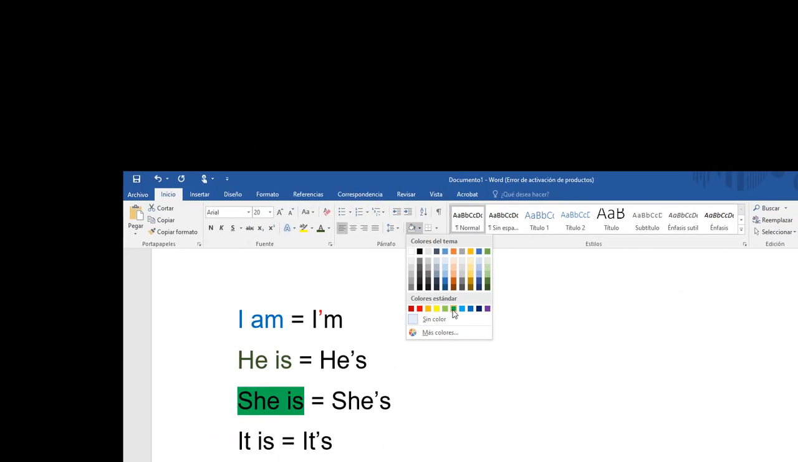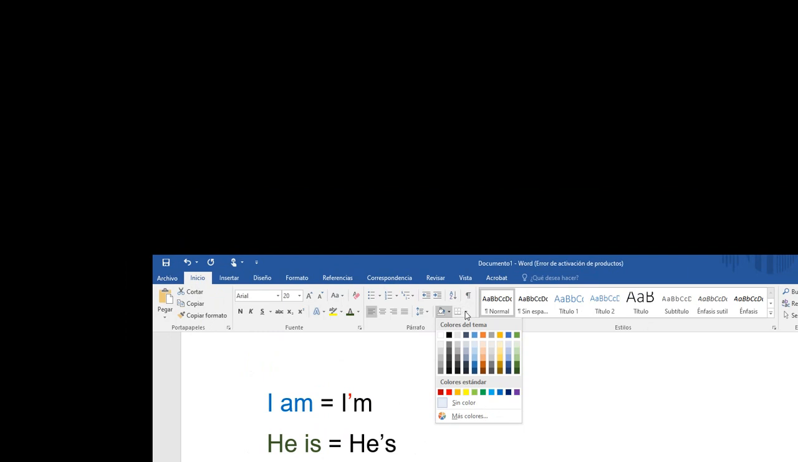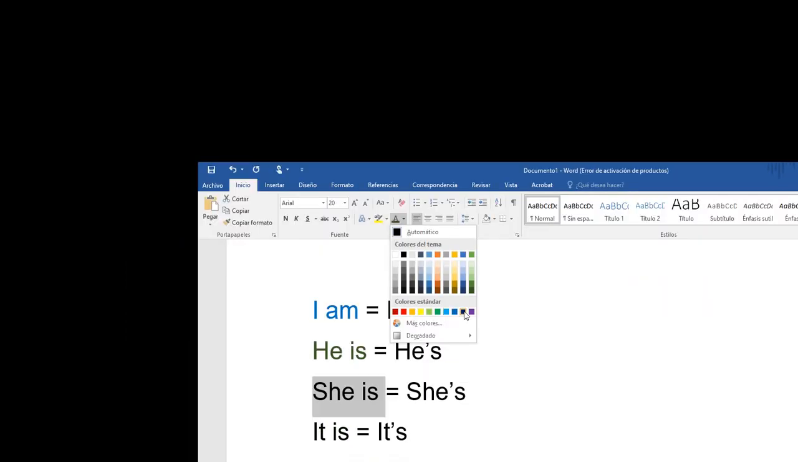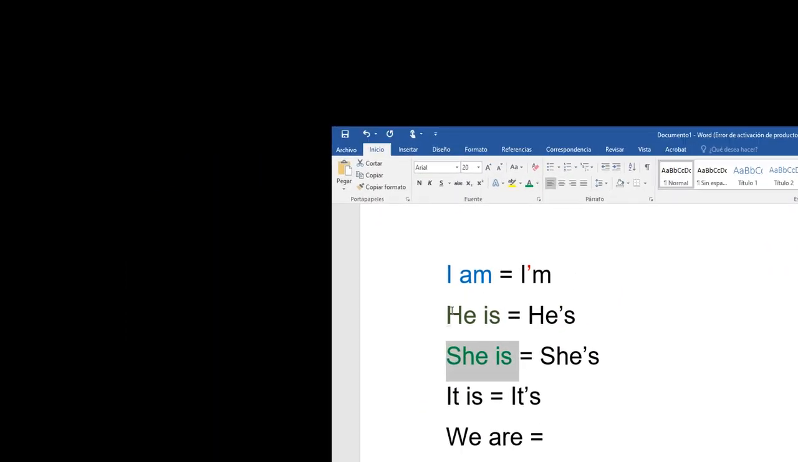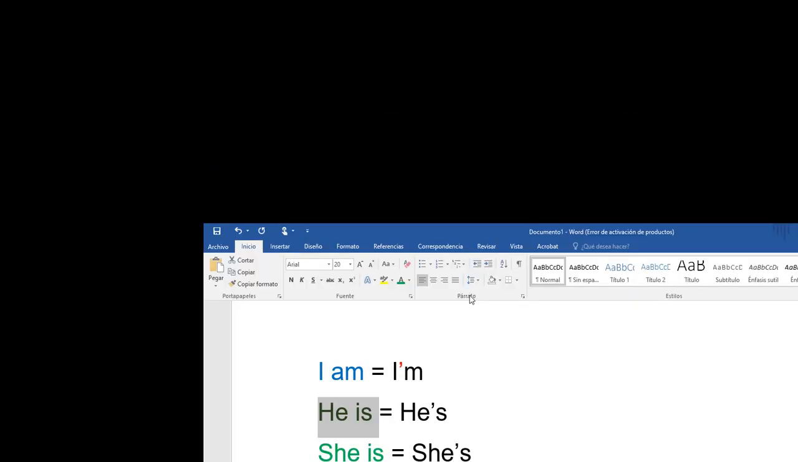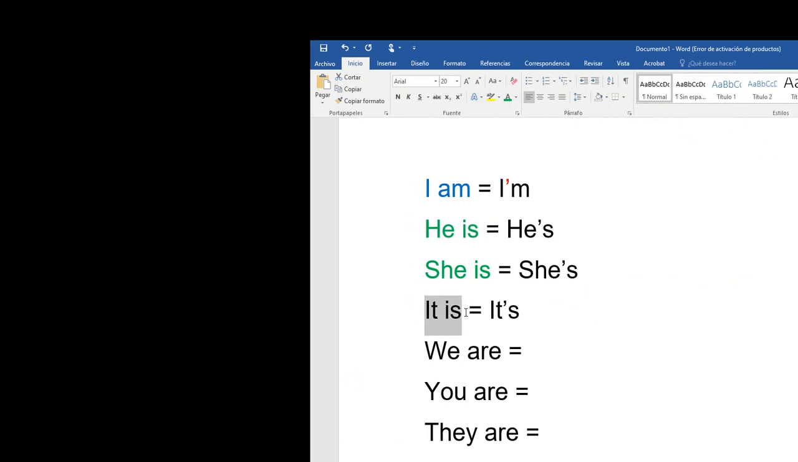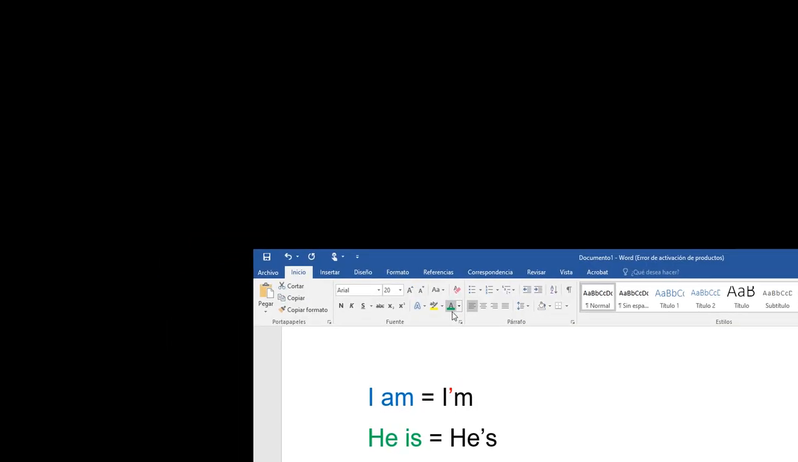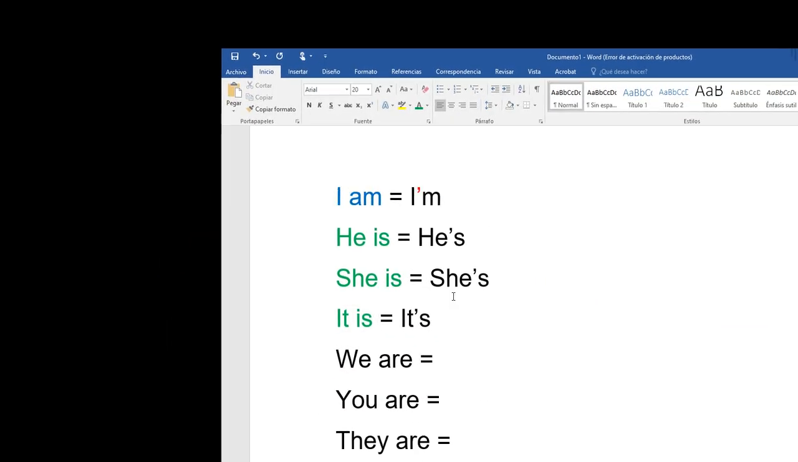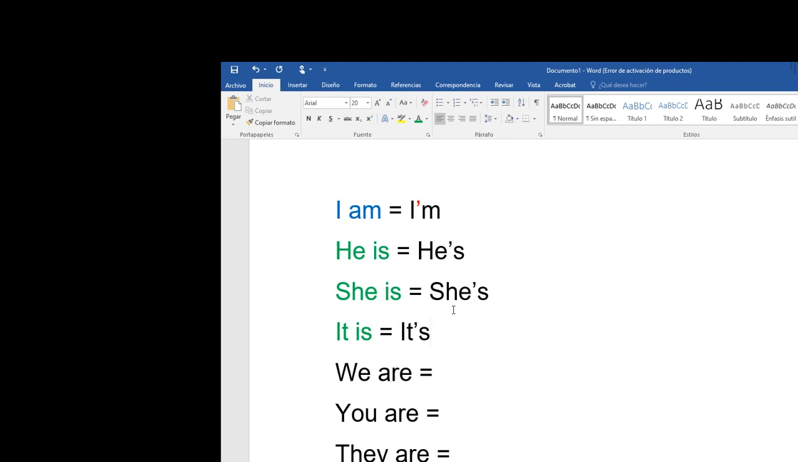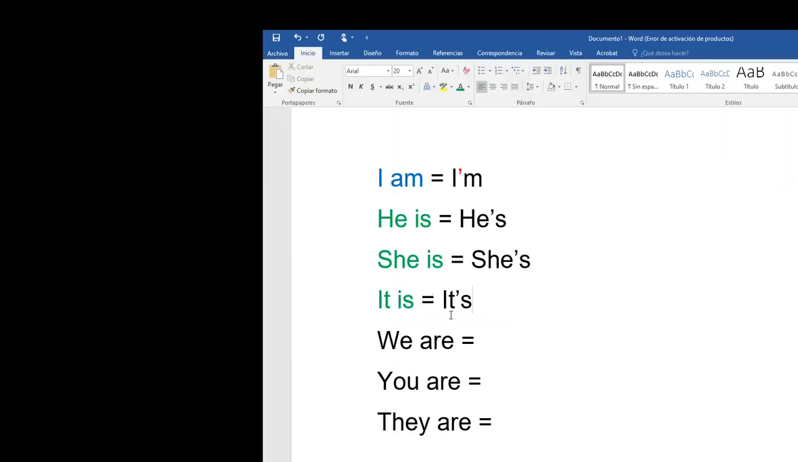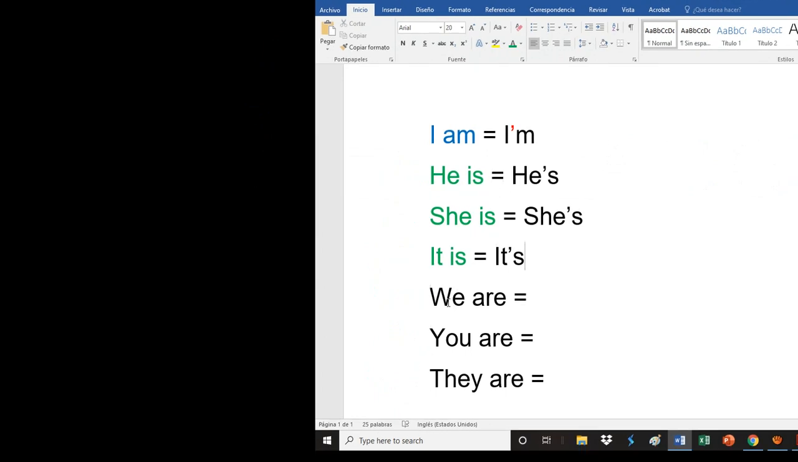I don't like that color for some reason, but yeah. This one. Yeah, this color is much better. We're gonna put this color over here. Yes. Right. And this color over here. Whatever is in color is the form. And then we have a contraction on the right after the equal sign.